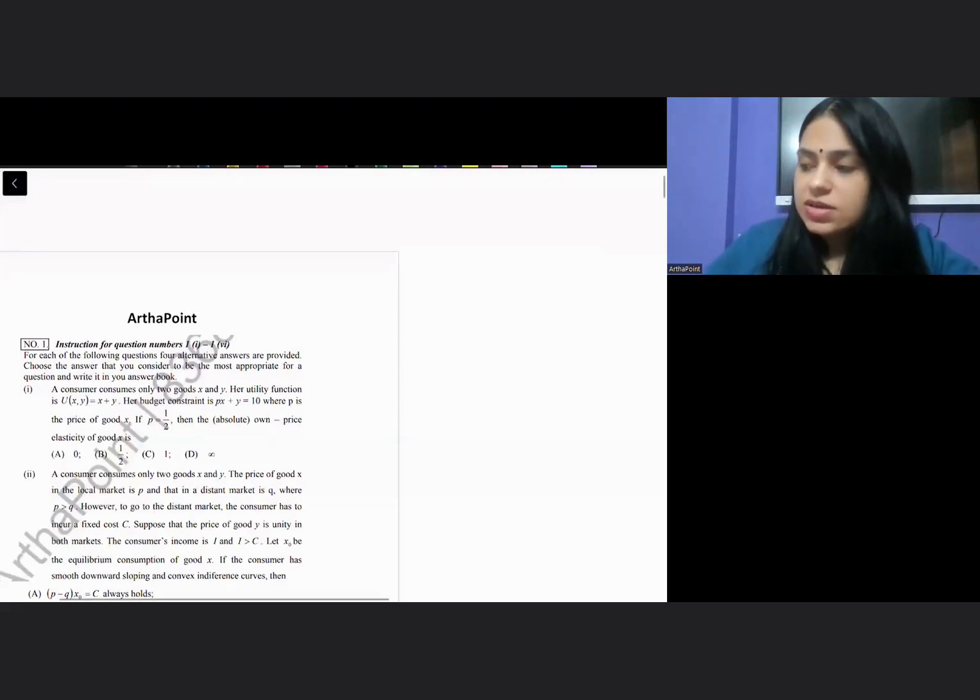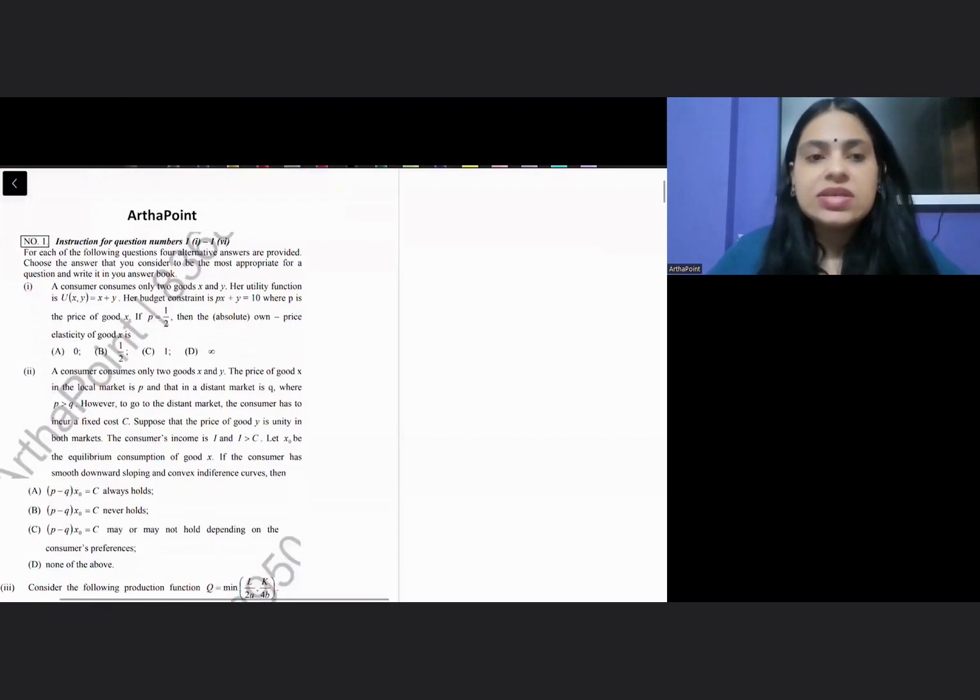So today we will start by discussing the ISI PEB 2004 question paper. Let's try to understand this thing. So the first question that we have is the following. It says a consumer consumes only two goods, X and Y, and her utility function is given to you as X plus Y. The budget line is given to you as PX plus Y is equal to 10.